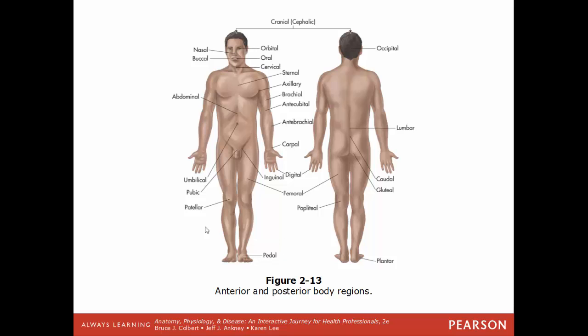And here are some very common anterior and posterior body regions. Pedal for the foot, patellar, the front of the knee, the pubic, the groin, umbilical, where the umbilical cord used to be, right here at the belly button, carpal in the wrist, brachial upper arm, antebrachial forearm. There are countless more body regions and body terms, but there are many that are going to be much more common than others. And here's a very brief list of some common body regions.